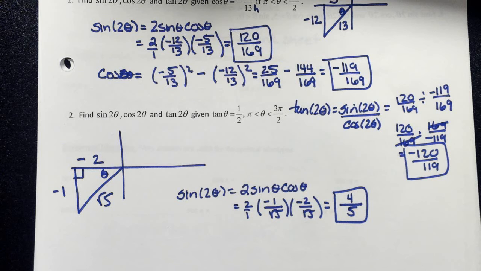So any questions on where I got 4 over 5 from? So again, remember the sine is going to be negative 1 over square root 5. The cosine is negative 2 over square root 5. So when I multiply straight across, 2 times negative 1 is negative 2, and then negative 2 times negative 2 is a 4. And then square root 5 times square root 5 is going to be a 5 in the denominator. Any questions on where I got that?